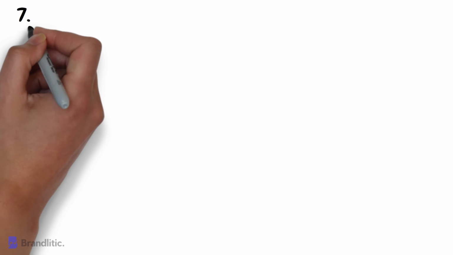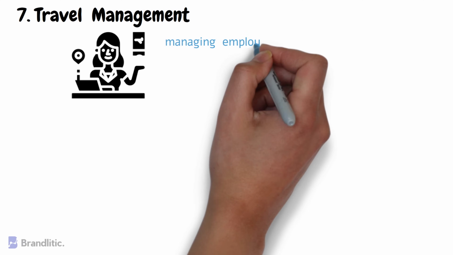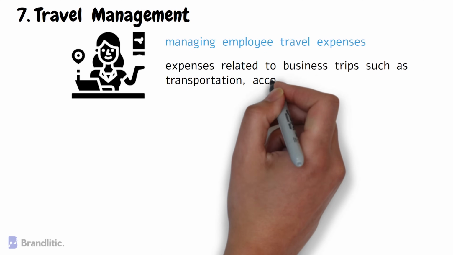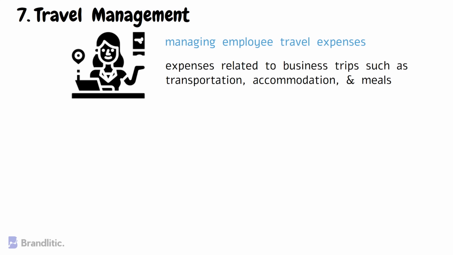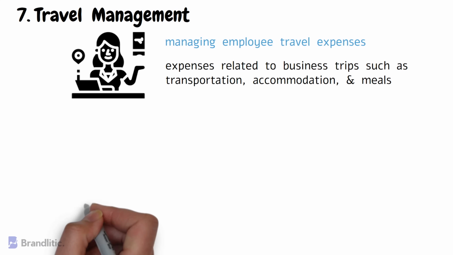Next, number 7, travel management. It provides tools for managing employee travel expenses, including expenses related to business trips such as transportation, accommodation, and meals. The key features of this submodule are as follows.